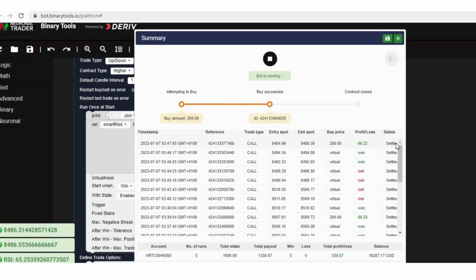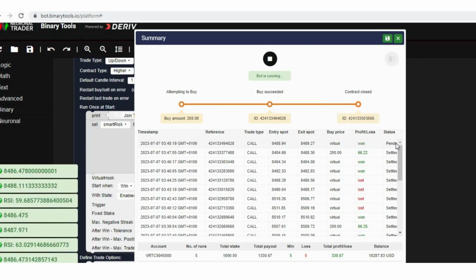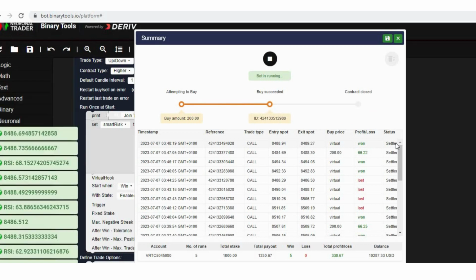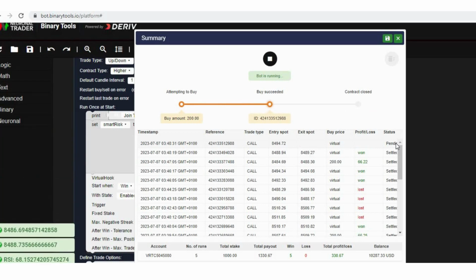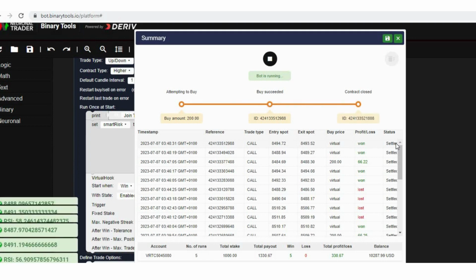So when it has had a win, the next thing it does is to switch over to the virtual account, until it has 2 wins again in the virtual account before it switches over to the real account. That's how this bot works.